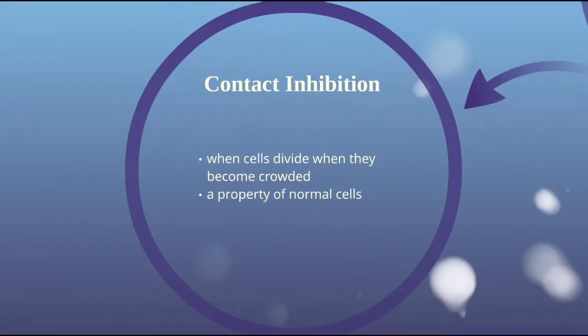Next up, we have contact inhibition, which is a phenomenon in which cells cease dividing when they become crowded. It is also called density-dependent inhibition. It is a property of normal cells, and cancer cells do not exhibit this characteristic as their growth is uncontrolled.